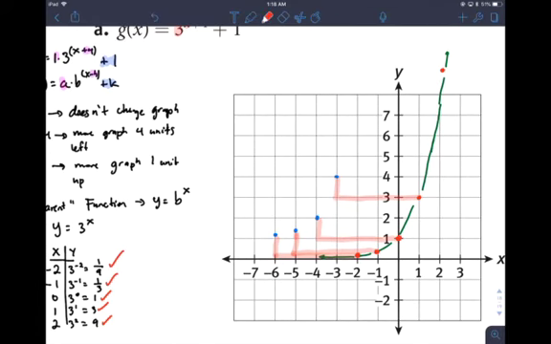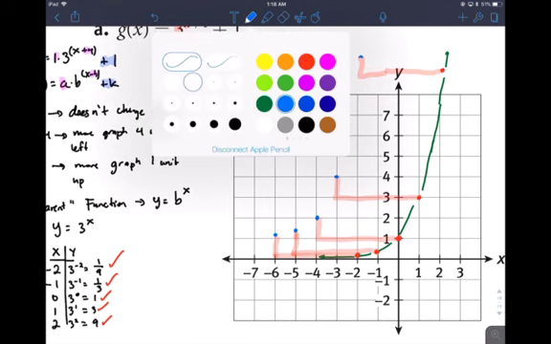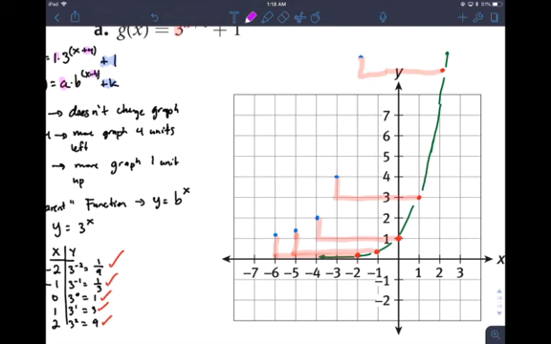So I will do the same thing to this one. 4 to the left, and 1 up. 1, 2, 3, 4, and 1 up. So again, I'm approximating it. Then now I can sketch my graph. Notice that it would be something like this. So there's my graph.